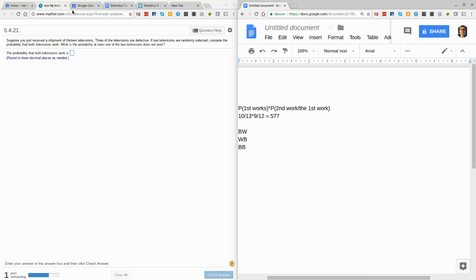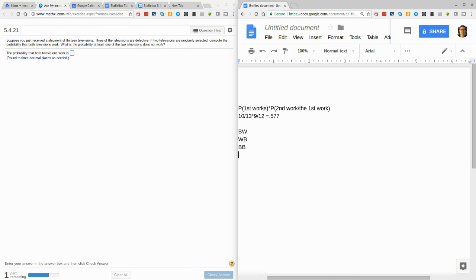And we can calculate using this kind of conditional probability. We can calculate the probability of each of these situations and then just add them up together to get the probability that you get at least 1 broken television. But if you recognize something, it makes the problem a little easier.